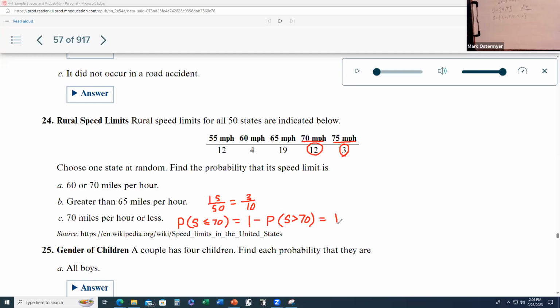So this is going to be 1 minus the probability of a state having a higher than 70 mile per hour rural speed limit. That would be 3 out of 50 states. So 1 minus 3/50 is going to be 50/50 minus 3/50, which is 47/50. That's what this probability is going to be. So that's the probability of choosing a state that has a rural speed limit of 70 miles per hour or less. 47/50. Any questions about that problem there?